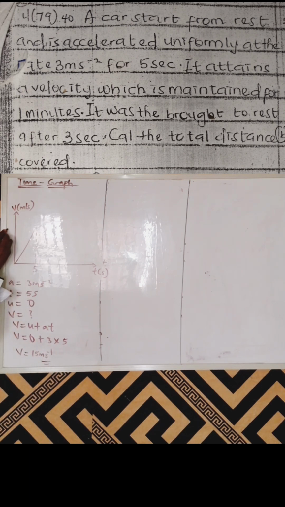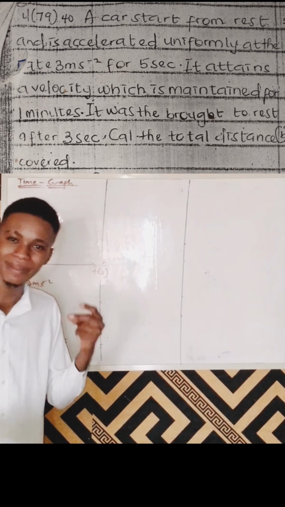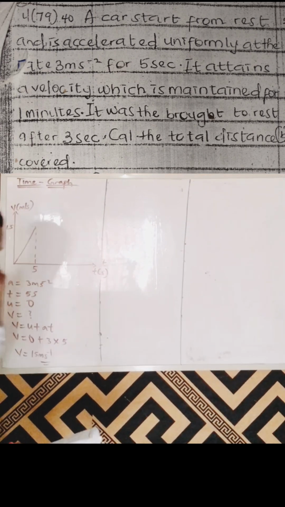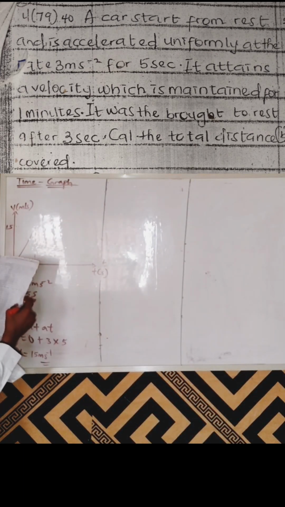So now my v here is 15. My v here is 15. So don't make the mistake of using acceleration for velocity. Sometimes they want to confuse you, but show them that you are so deep, you have sense. Understand? So now let's continue the question.